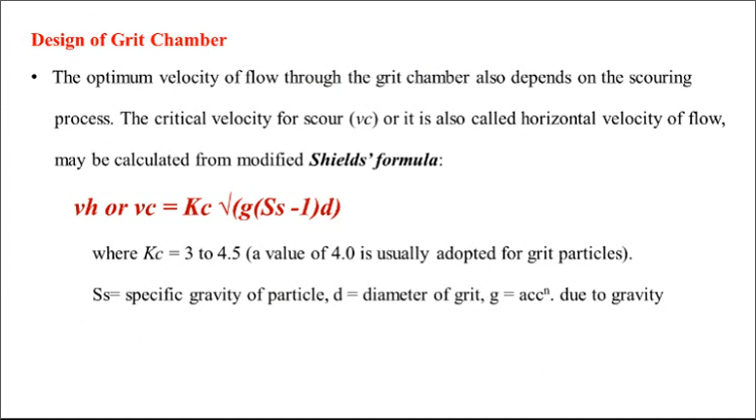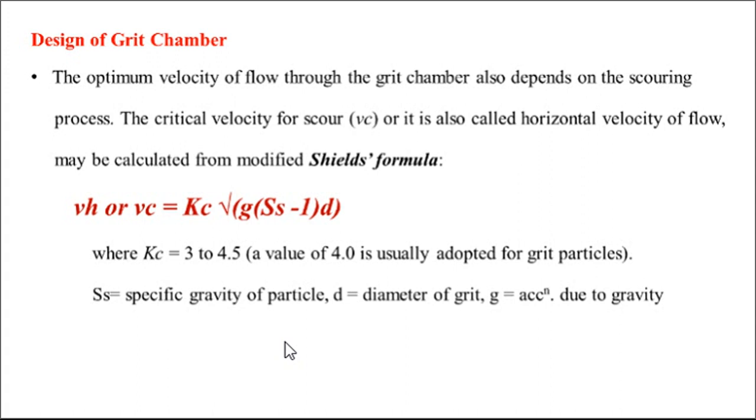So starting with the design of grit chamber, the critical velocity and settling velocity play an important role. So we will see the optimum velocity, or we can say critical velocity. The optimum velocity of flow through the grit chamber also depends upon the scouring process. The critical velocity of scour, called Vc or also called the horizontal velocity of flow, may be calculated from Schübler's formula.